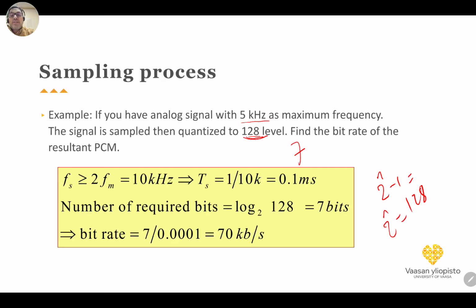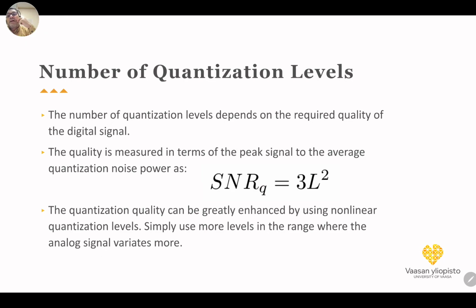Now, the sampling frequency should be more than double the maximum frequency, which means we need the sampling frequency to be 10 kilohertz. This is the sampling frequency, or 10 kilosamples per second. Each sample is converted to 7 bits, which means the bit rate is 7 times 10 kilo, which is 70 kilobits per second.